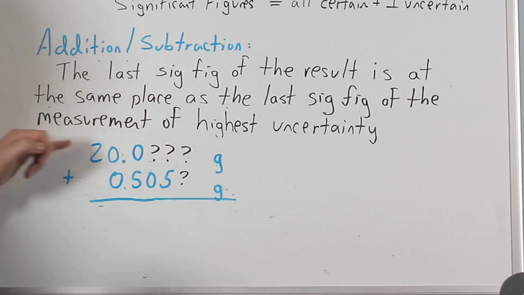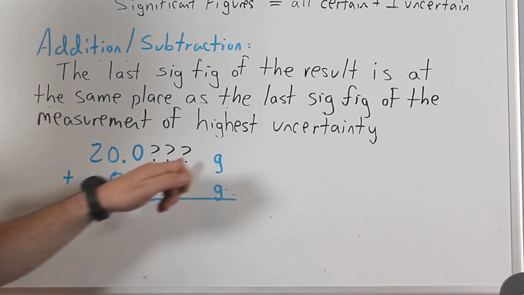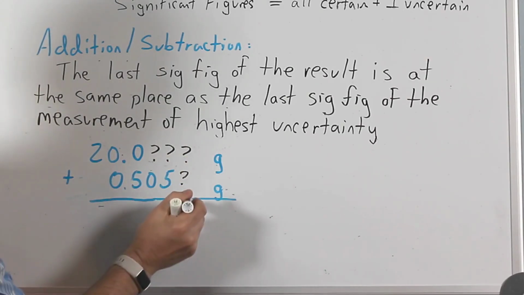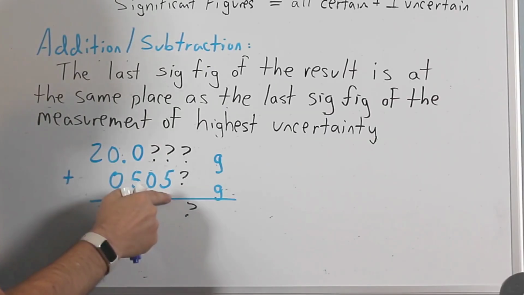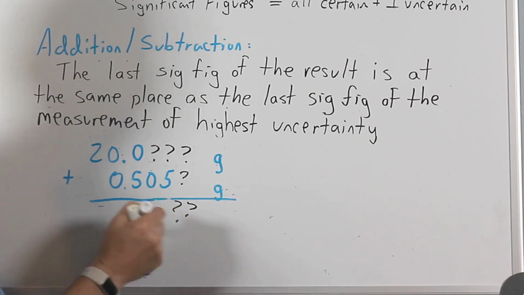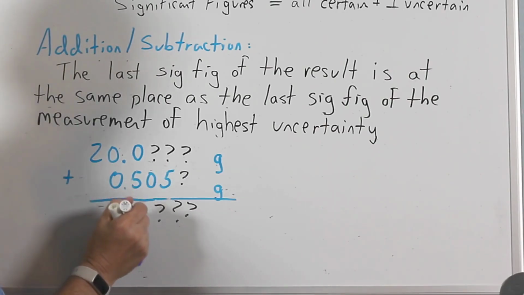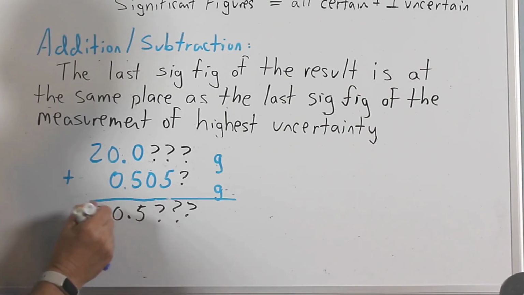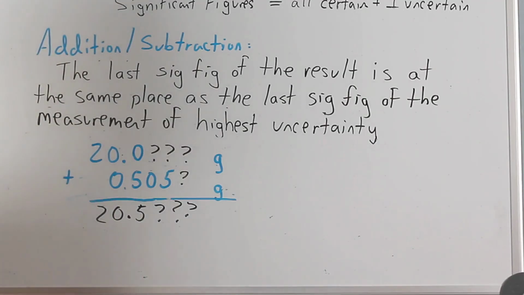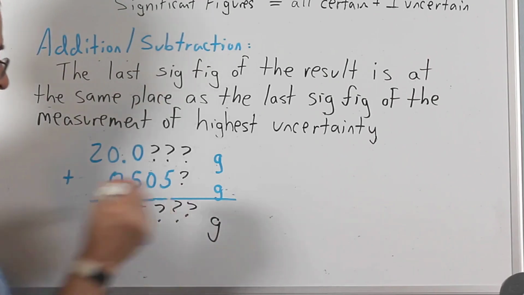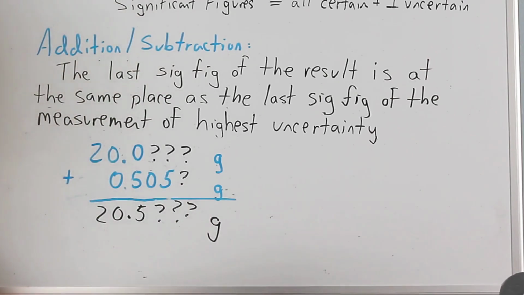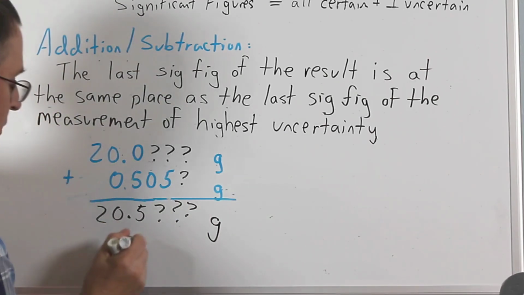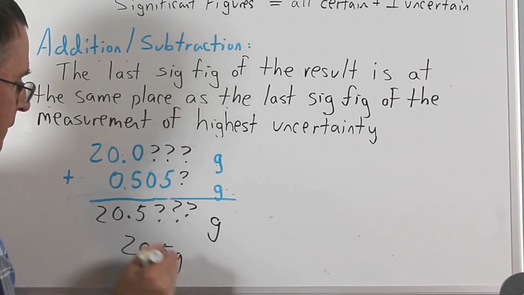So if we were to add these two measurements together by hand, we'd get question mark plus question mark gives us a question mark. Question mark plus 5 gives us a question mark. Question mark plus 0 gives us a question mark. 0 plus 5 gives us 5. Decimal point drops down, 0 and 0, 0, and then finally 2 drops down as well. So our final answer in grams is 20.5 question mark question mark question mark. In other words, 20.5 grams.